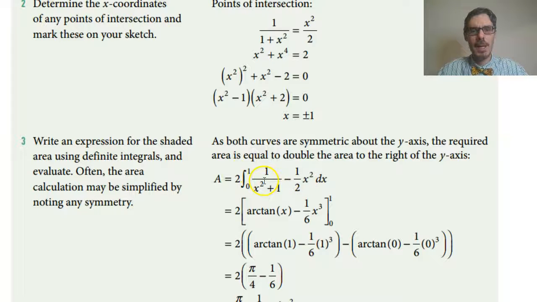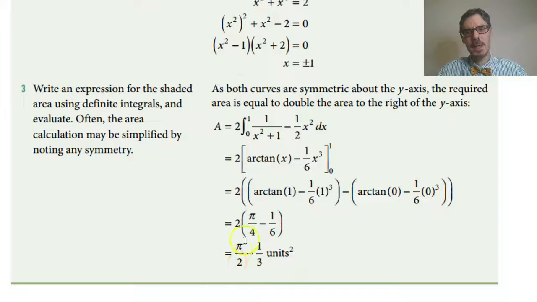This is what we're integrating, f of x minus g of x. This one you should recognise by rule is arctan, and this one becomes x cubed on 3, which makes it x cubed on 6 here. Put in x equal to 1, put in x equal to 0, subtract, and there's my answer as an exact value.